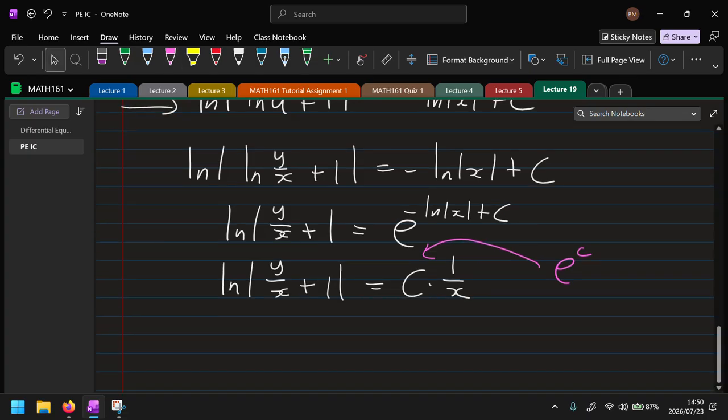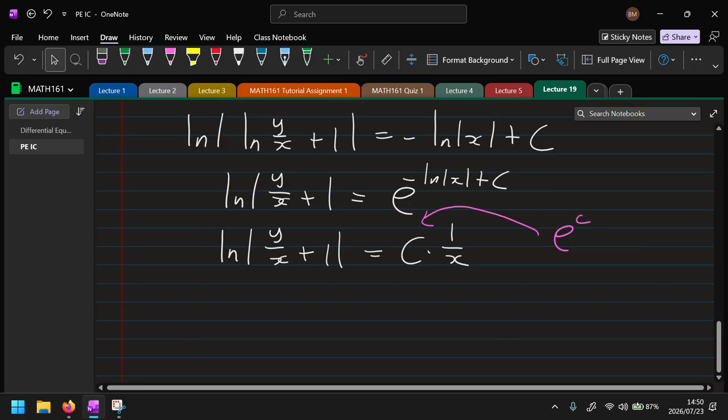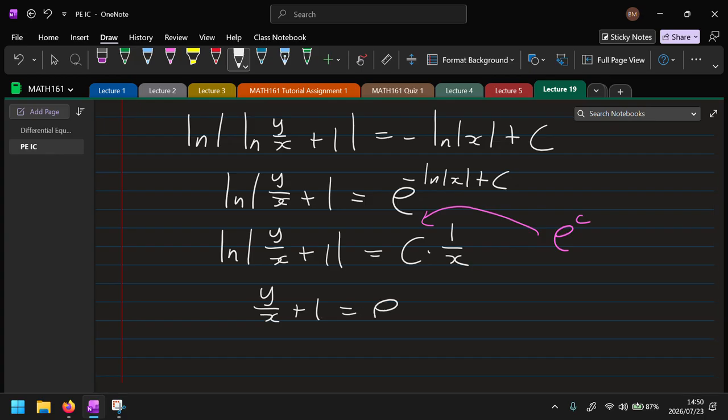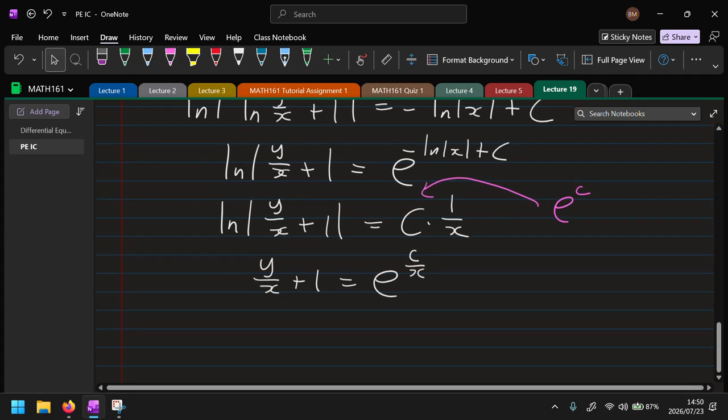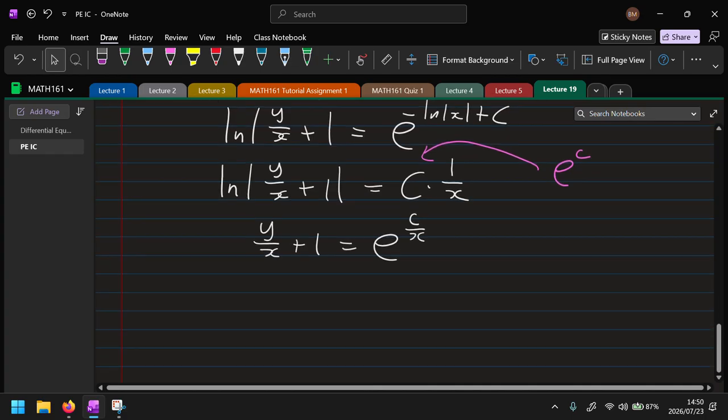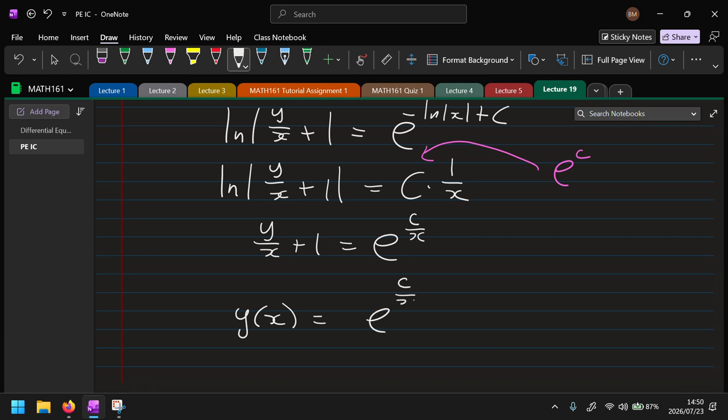Now we have another natural log from the inside. We can do exponential again to get rid of that. Then we just take the 1 over to the other side times by x. We're done. And we end up with that. Okay, so this is for any c.